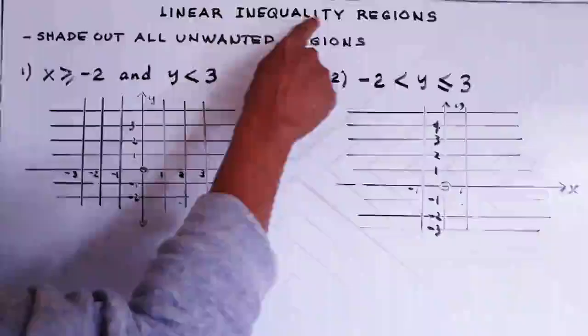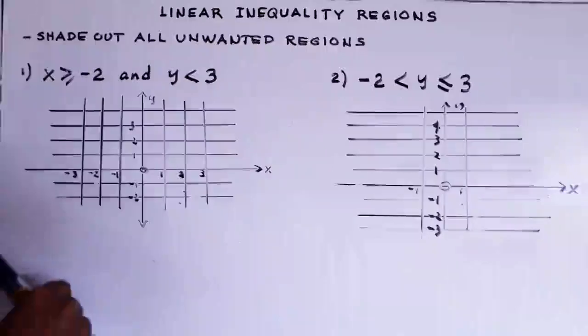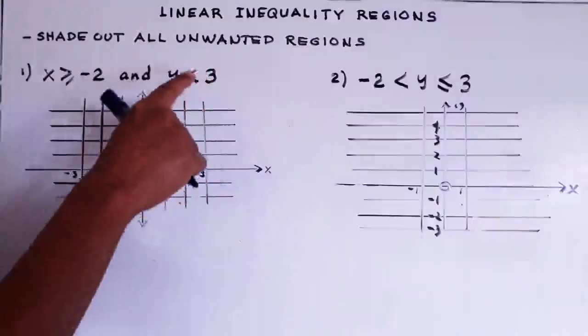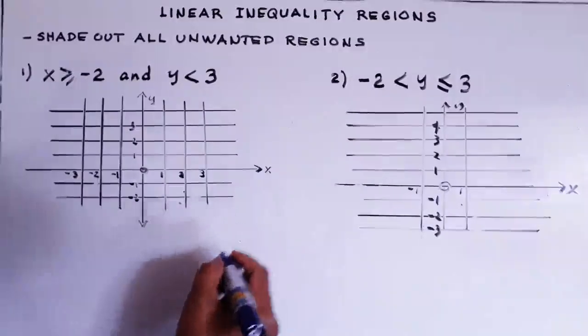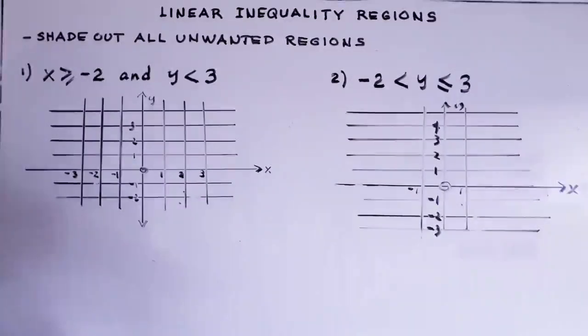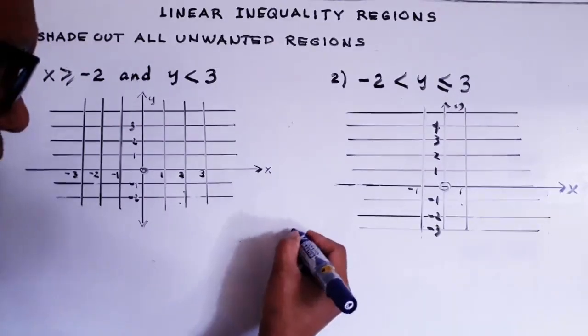Good morning, learners. Today we are going to study linear inequality regions. But before we proceed to this one, let me explain about the wanted and unwanted regions. We have two methods of finding the regions in which all our values are included, and that is shading the wanted or the unwanted. So let's have an example here.